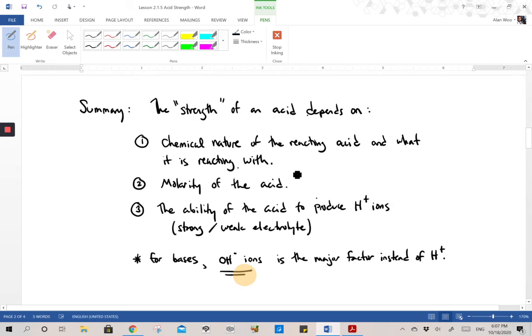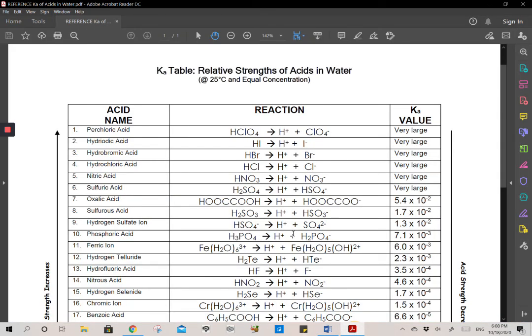Now, we do have a table that charts everything to give you a ranking system to see which acids and bases are stronger than others. So it's in your periodic table package, and it'll look something like this. It'll say Ka table, relative strength of acids and water. So this one here, of course, deals with only acids. I don't have one for bases, but I'll tell you a little bit later on how we can use this to help predict what type of bases could be strong and what are considered to be weak bases.